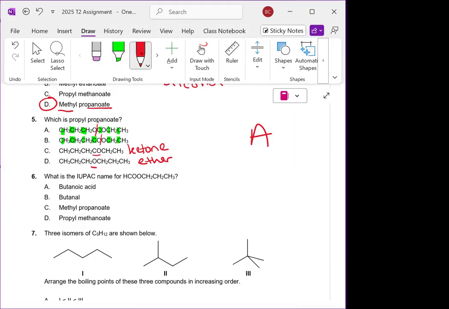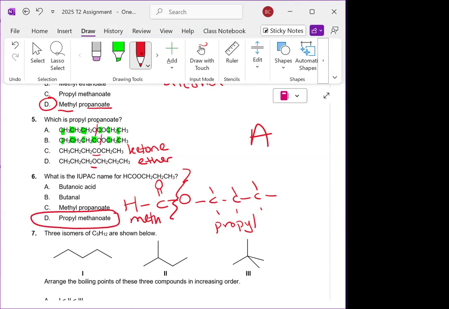What is the IUPAC name of this? If you draw it out, you will see that it is an ester. For an ester, we usually have to cut it up and name the alcohol part first, which has 3 carbons. So this is a propyl. And this is a 1 carbon methyl. So the answer is propyl methanoate, D.